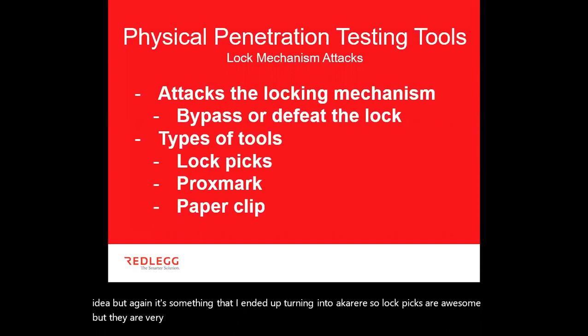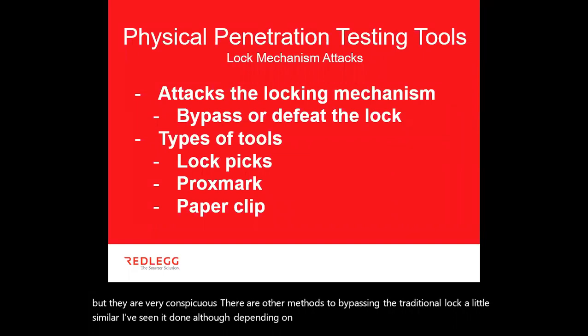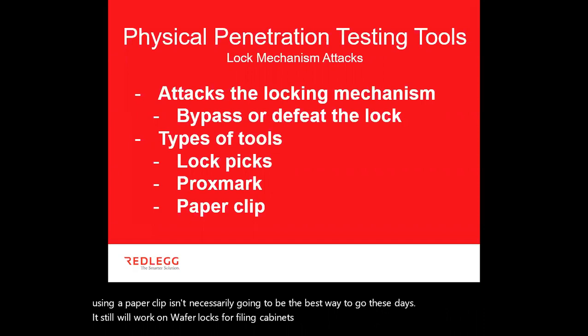So lockpicks are awesome, but they're very conspicuous. There are other methods to bypassing the traditional lock. I've seen it done with a paper clip, although depending on the strength or quality of the lock, that isn't necessarily going to be the best way to go these days. It still will work on wafer locks for things like filing cabinets or some padlocks.